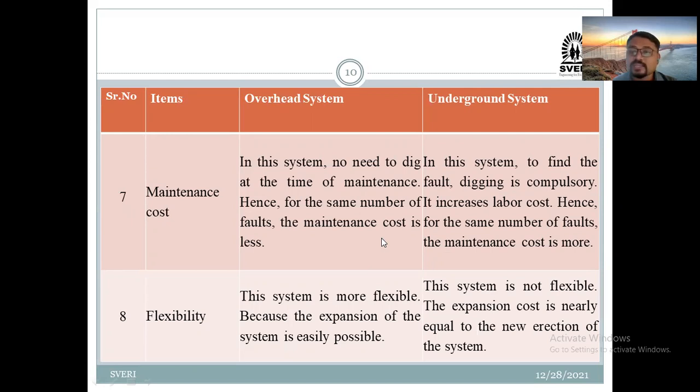But as far as the underground system is concerned, if we have to do any maintenance, then we have to dig it, then we have to go for its maintenance, and then we have to bury it again. So for this purpose the cost required is more. So as far as maintenance cost is concerned, the maintenance cost of the underground system is more as compared to the overground or overhead system.